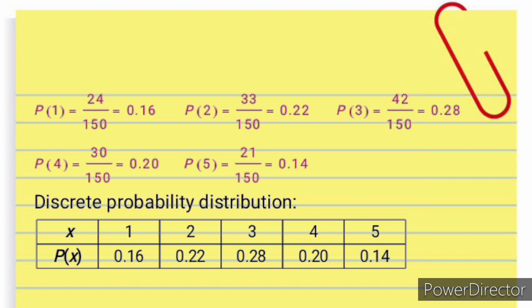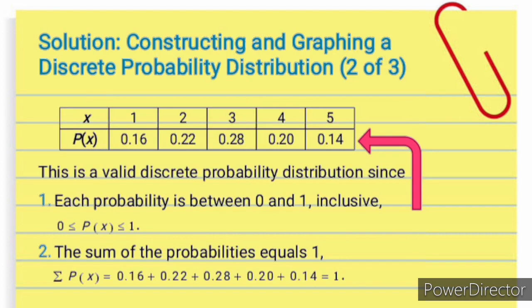So, the discrete probability distribution is shown below. Now, we can confirm that this is a valid discrete probability distribution since each probability is between 0 and 1 inclusive, and the sum of the probabilities equals 1.